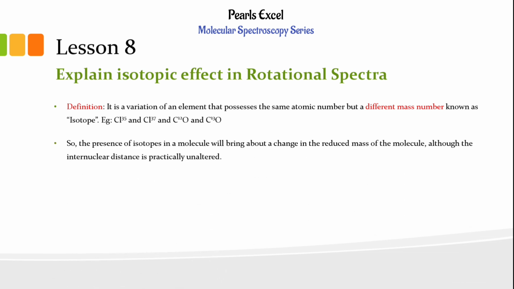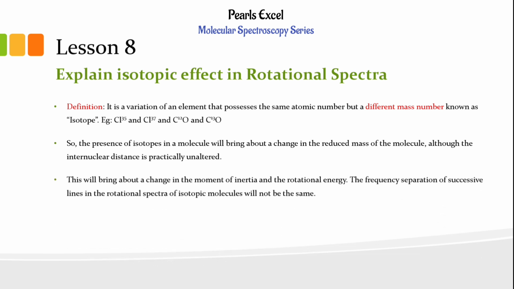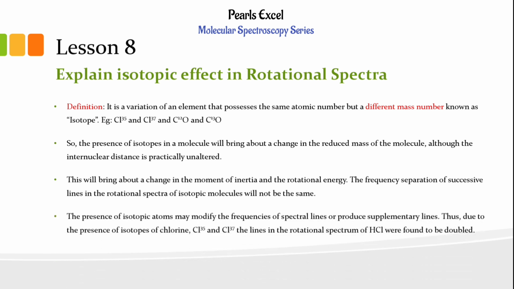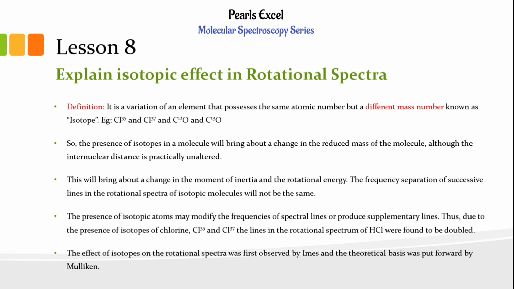So, the presence of isotopes in a molecule will bring about a change in the reduced mass of the molecule, although the internuclear distance is practically unaltered. This will bring about a change in the moment of inertia and the rotational energy. The frequency separation of successive lines in the rotational spectra of isotopic molecules will not be the same. The presence of isotopic atoms may modify the frequencies of spectral lines or produce supplementary lines. Thus, due to the presence of isotopes of chlorine, 35 and 37, the lines in the rotational spectrum of HCl were found to be doubled.